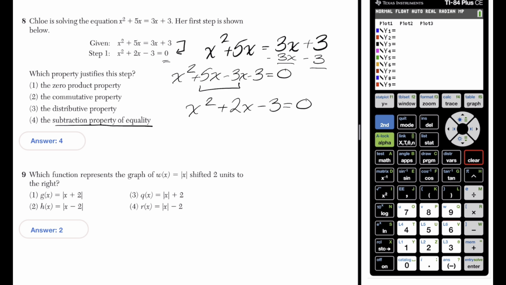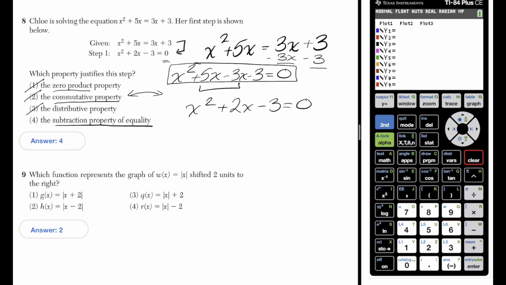It doesn't make sense that there's a 0 product because I didn't multiply by 0. It doesn't make sense that it was commutative. That just would have moved around some of the terms. And we definitely didn't distribute anything. We didn't multiply multiple groups. So none of those made sense, but it should have been the most apparent that we subtracted so that we would still have an equation of the same value, using the subtraction property of equality.